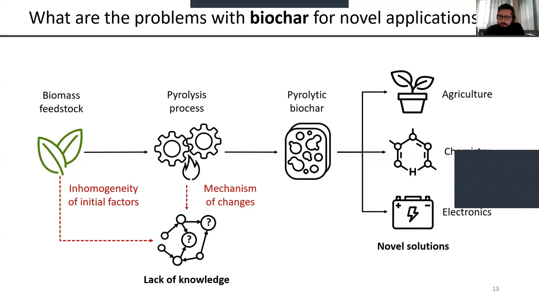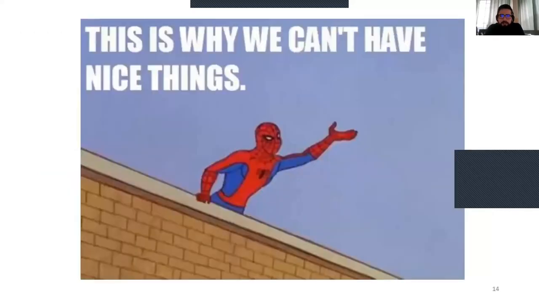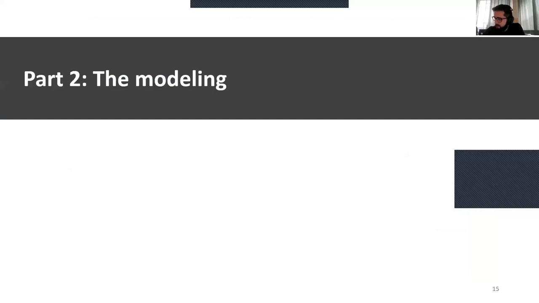So it can be concluded that we lack knowledge in the fundamentals of the production process. We can treat it as a bulk, but we cannot treat it as a very refined material. That really hinders the application of biochar in those novel solutions. So the biggest problem right now is not the technology for biochar production, because it's well known and quite easy, but we don't really understand what happens. And this is why we cannot have nice things, really, because we don't understand the whole process. So let's go to the modeling.